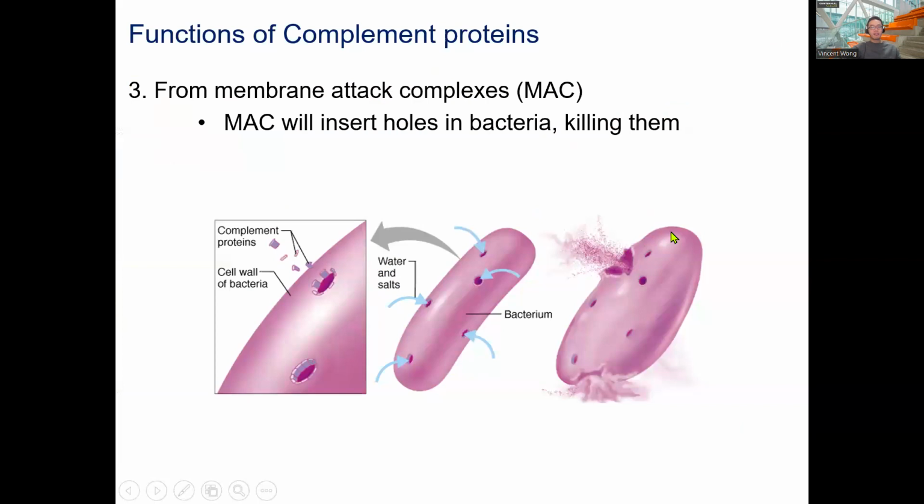Now, the third example I'm going to give you is more on the offensive side. So not just helping other immune responses, but this one actually does some kind of attacking. The complement proteins could actually come together and form this thing called a membrane attack complex. They're like little Lego pieces that fit together and form a big ring. And this whole ring will go punch holes in the bacteria. And once the bacteria has holes in the cell wall, it bursts and dies.